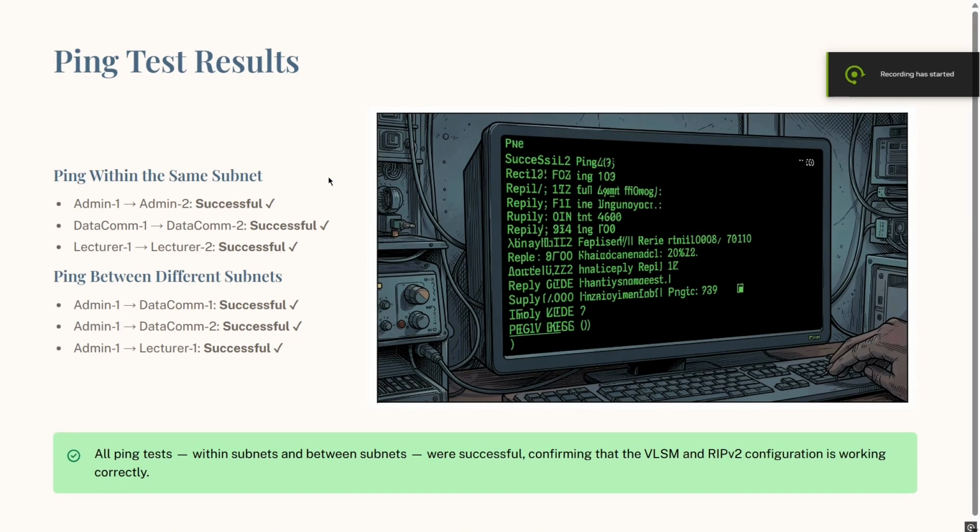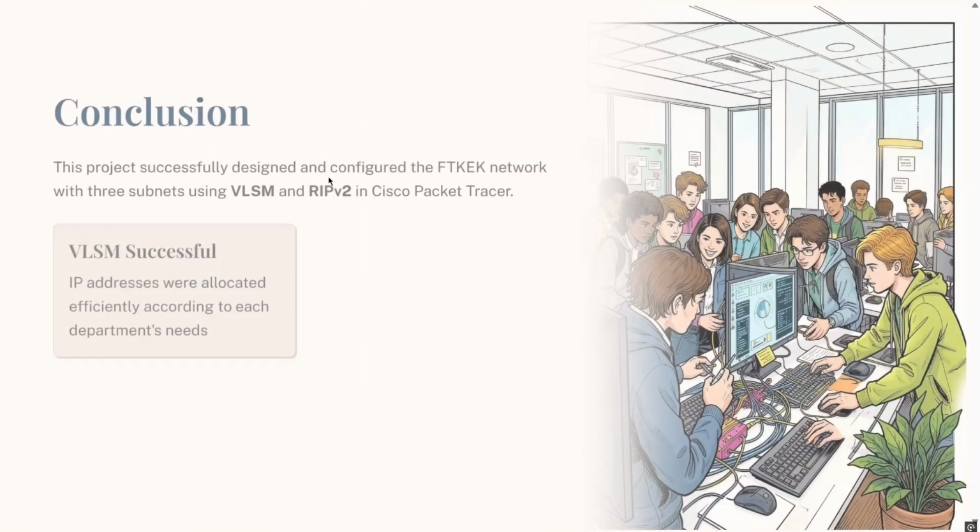Seterusnya adalah ping test result. Setelah assignment telah disiapkan, ping within the same subnet, admin 1 ke admin 2 sukses, Datacom 1 ke Datacom 2 sukses, lecturer 1 ke lecturer 2 sukses. Ping between different subnet, admin 1 ke Datacom 1 sukses, admin 1 ke Datacom 2 sukses, admin 1 ke lecturer 1 sukses. All ping tests within subnet and between subnet were successful, confirming that the VLSM and RIPv2 configuration is working correctly.